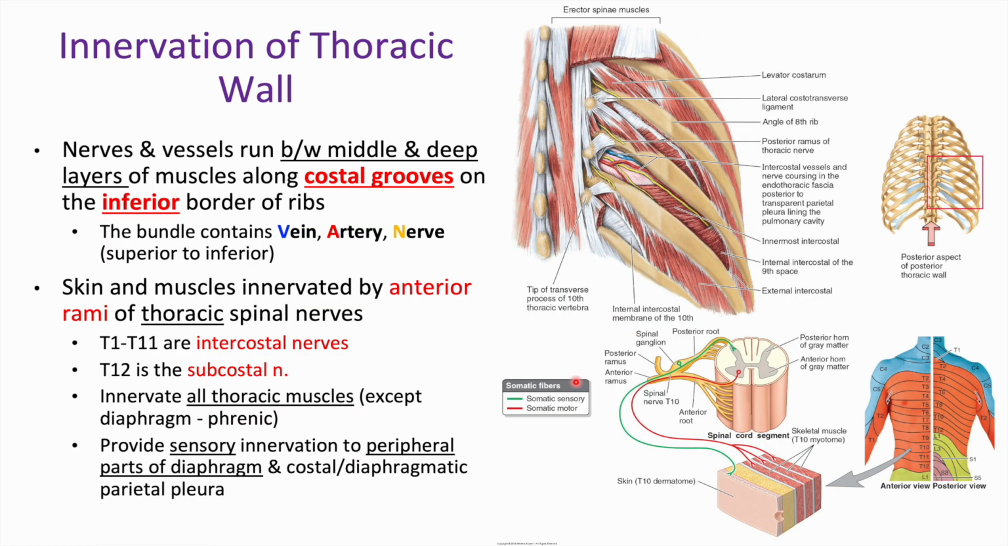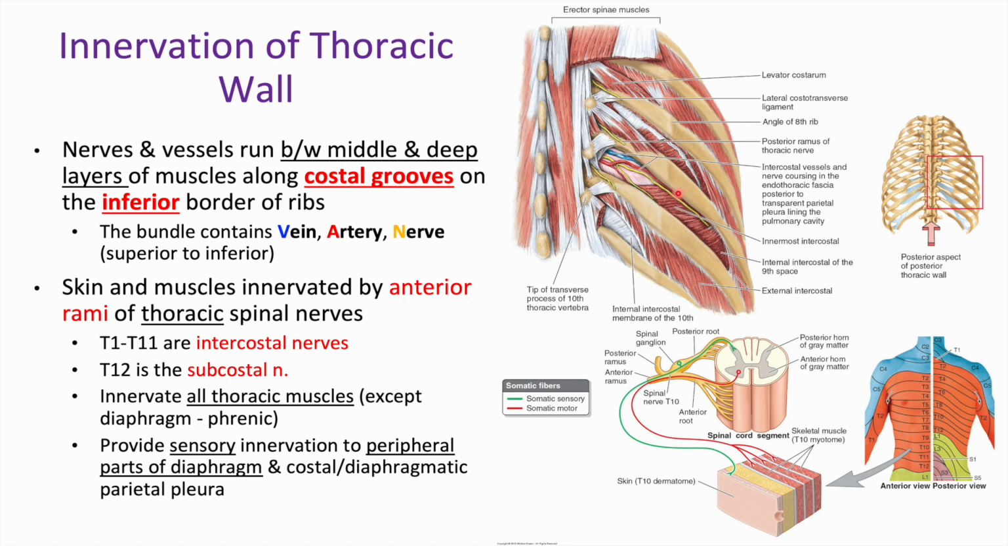Before we look at all of the muscles, let's look at innervation, because most of them are going to be the same with an exception or two. Nerves and vessels are going to run between the middle and deep layers of muscles along the costal grooves on the inferior border of the ribs. Looking at all of our ribs, we have some muscles between the costals here. At the inferior border, there's going to be a groove. And we'll look at that more later.